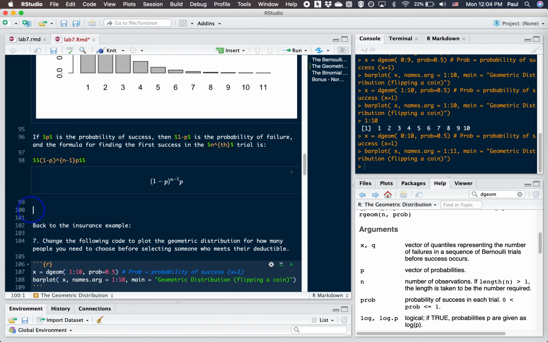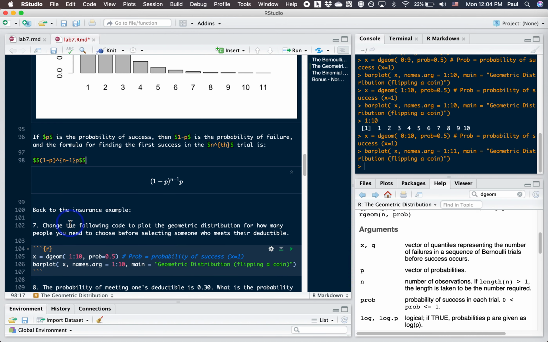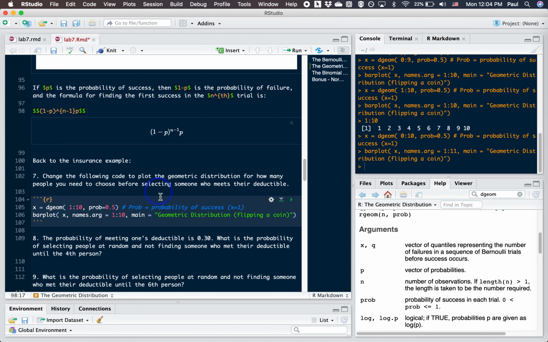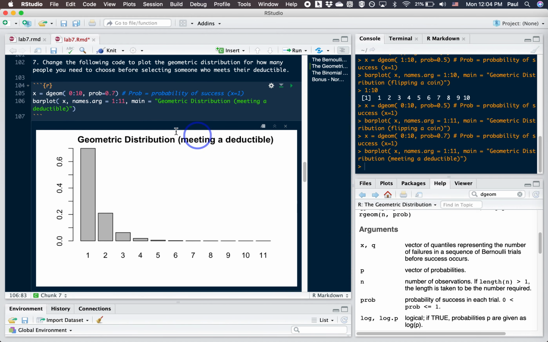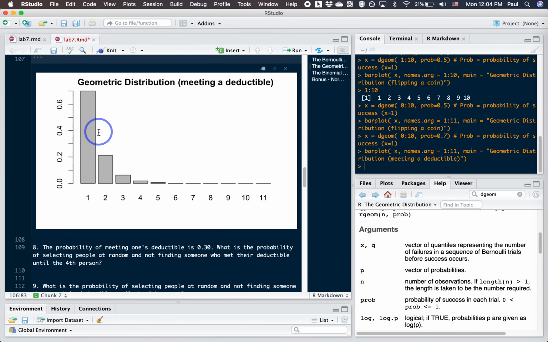So let's not bother computing this in R. Let's just look at the insurance example that we've already done. And if we want to plot this same thing, the dgeom again has that offset that I'm not going to bother with, so we can fix that. I had that incorrect the first time. The only thing we change is the probability of success, which is 0.7. This gives you the distribution for meeting your deductible. You can run that and have the geometric distribution for another situation. The purpose of this is for you to see that the geometric distribution looks different if you have a different probability of success. But what you really need to know is how to calculate it.